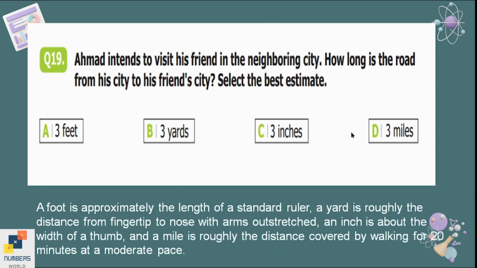A foot is approximately the length of a standard ruler. A yard is roughly the distance from fingertip to nose with arms outstretched. An inch is about the width of the thumb. And a mile is roughly the distance covered by walking for 20 minutes at a moderate pace. So the distance between the cities is quite long. So we can use miles as the unit of measurement. So option D is the correct option.